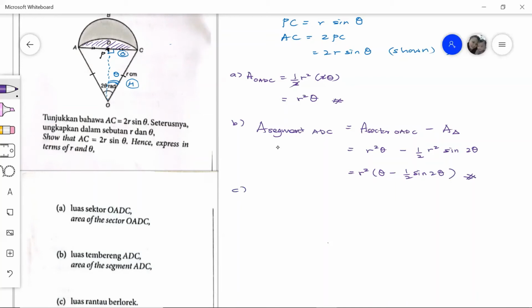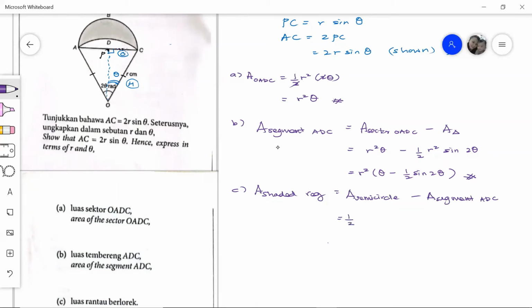C, we have to find the area of the shaded region. Okay, the one that is shaded in the question, not the one by me. So that will be the area of the semicircle minus the area of the segment, which we already found in B. Now, the question is how to find the area of the semicircle. Same thing. A semicircle is also a form of sector. So half R squared theta.